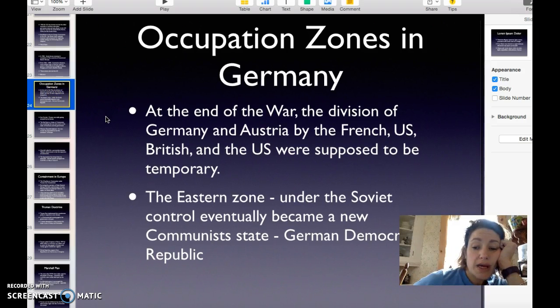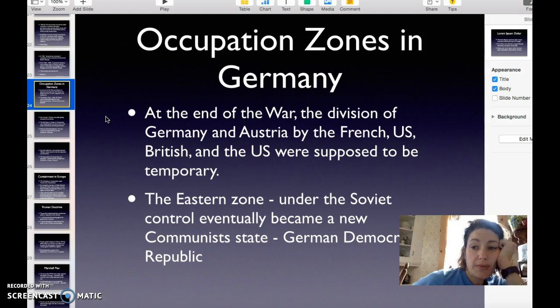So, going back a little bit to what happened at the end of World War II, we're still seeing occupation zones in Germany as a result of the end of the war. So, at the end of the war, the division of Germany and Austria by the French, the US, and British were supposed to be temporary.